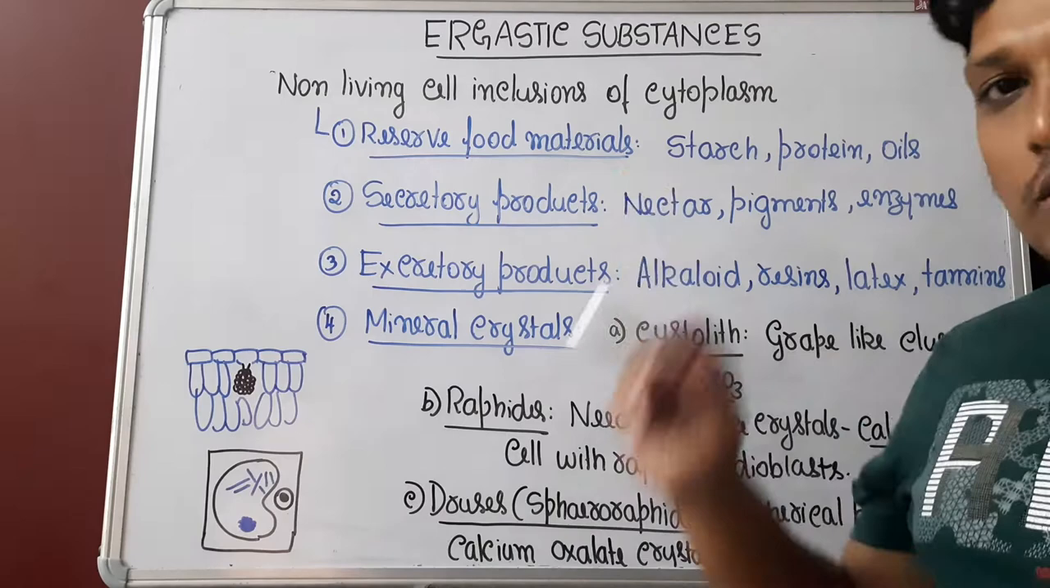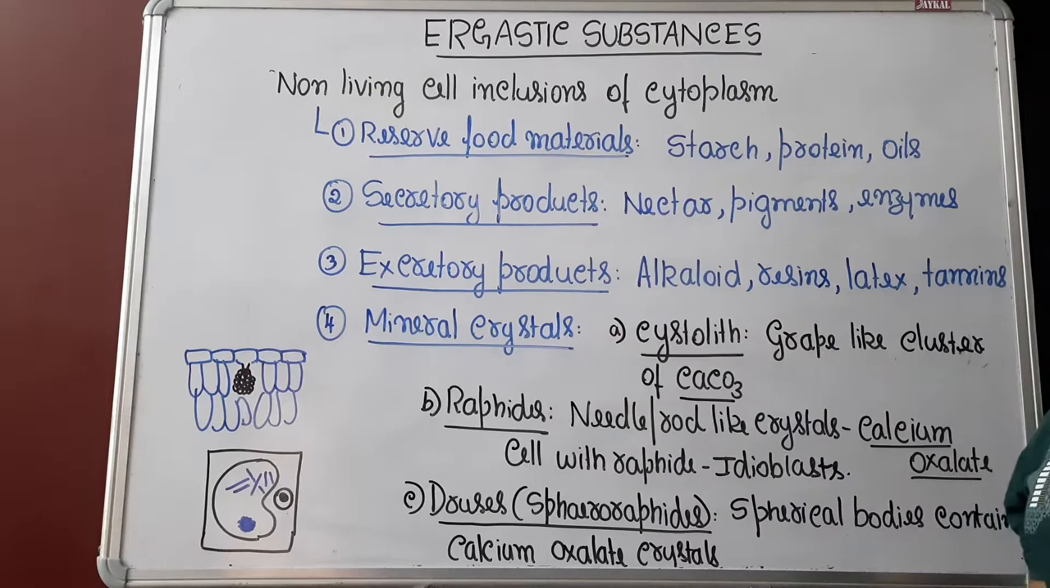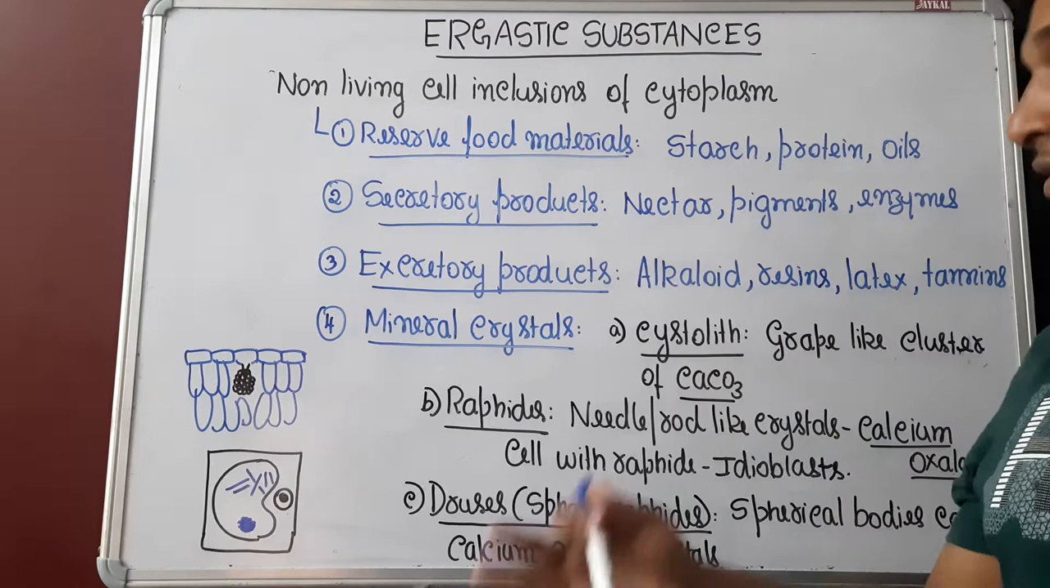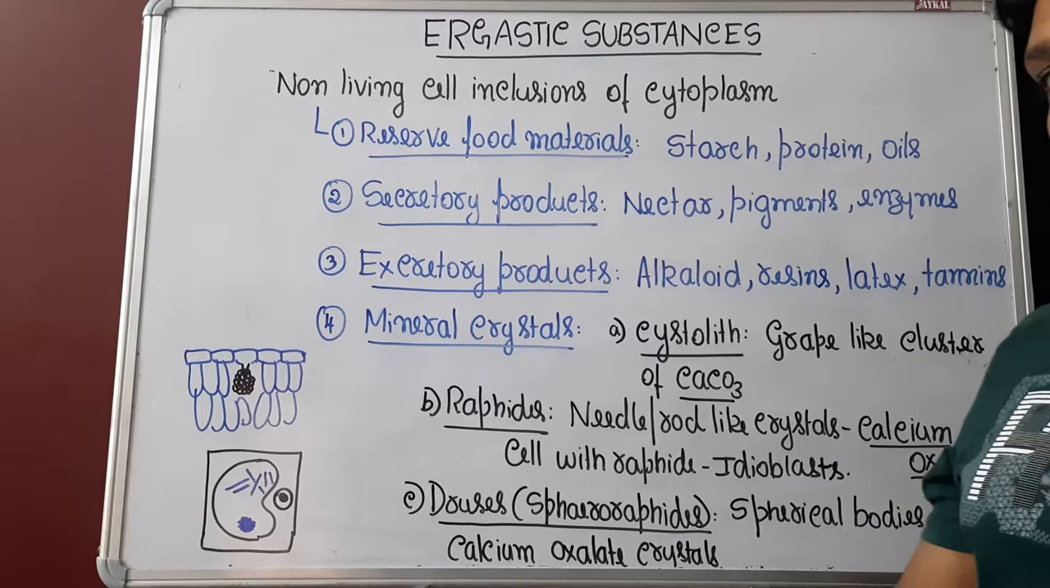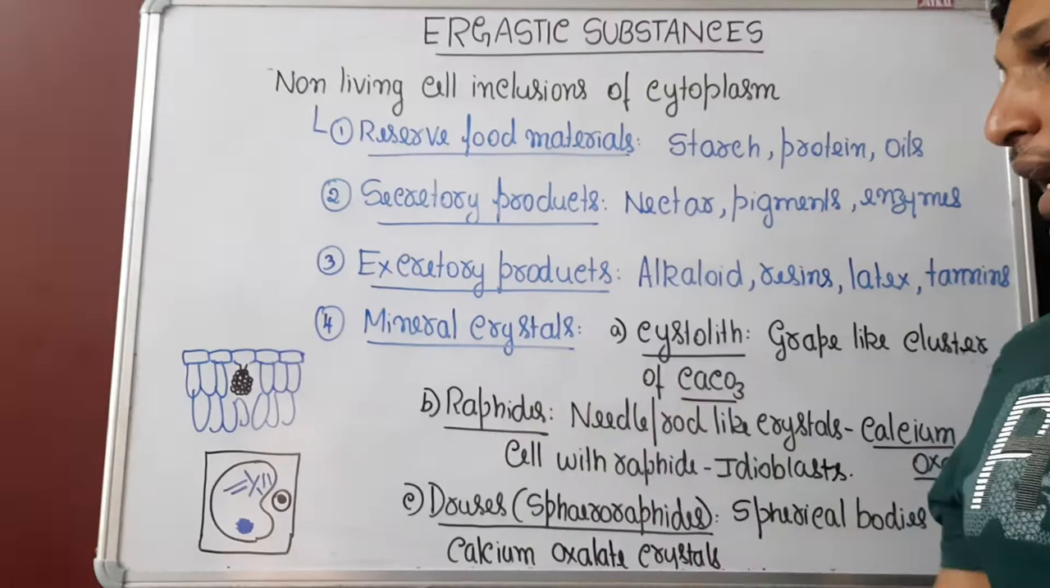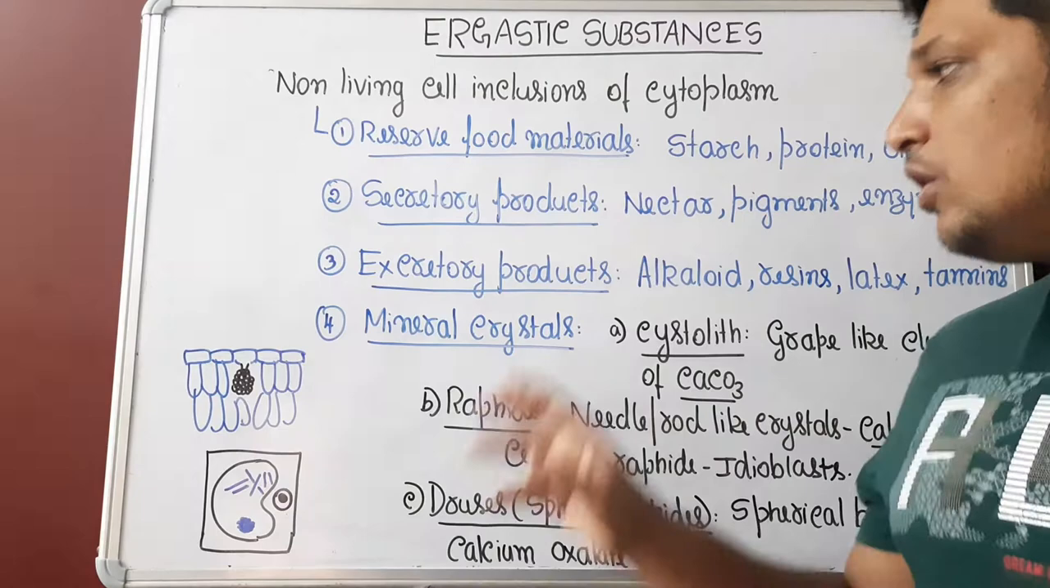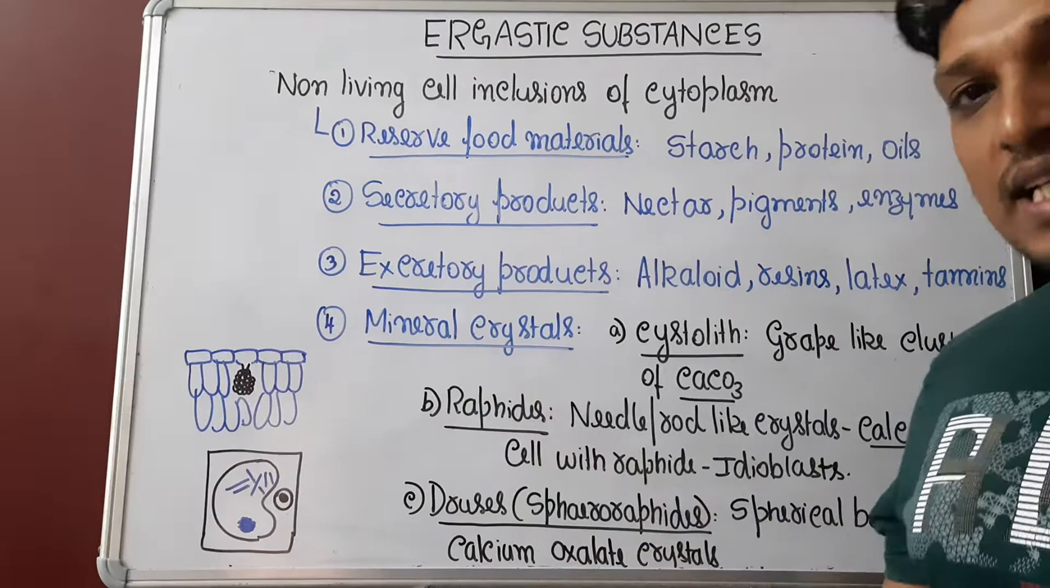What are the ergastic substances? It is of four types. First, reserve food material, the stored food, that is starch, protein, oil. It is a non-living ergastic substance. It can be a secretory product, one which has to be released out of the cell: nectar, pigment, enzymes. It can be an excretory product. Excretory product refers to one which has to be thrown out of the body: alkaloid, resins, latex, tannins.